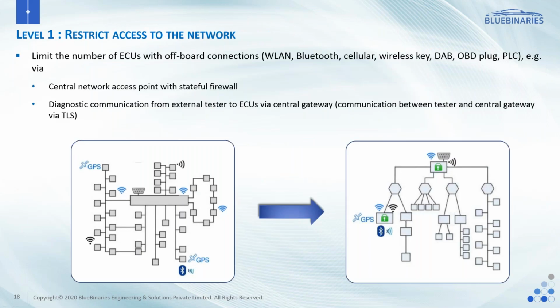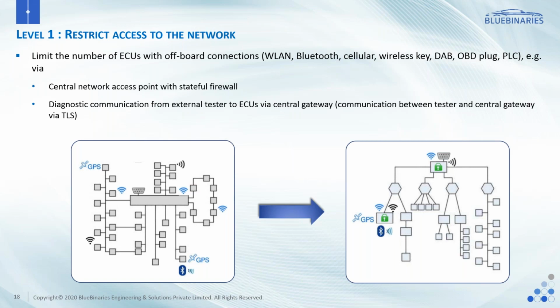So at level 1, you can have restricted access to the network, which means every node connected onto the Ethernet, the domain controller or ECU connected to Ethernet, may not have access to the Wi-Fi or Bluetooth or cellular. So you can have a restricted network where a central gateway or a central domain controller would act as a firewall within the architecture, and can give restricted access to particular VLANs on the network to the nodes connected to the Ethernet.